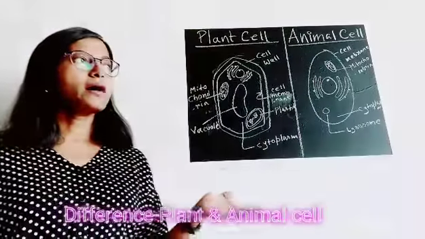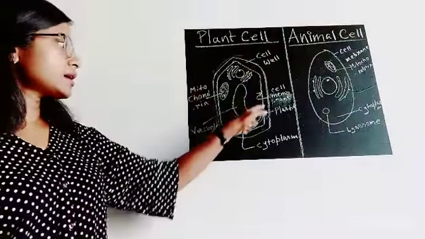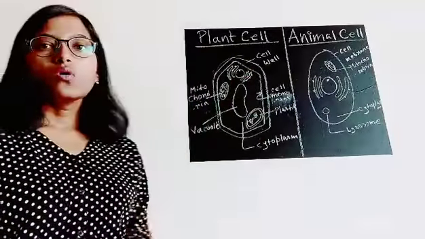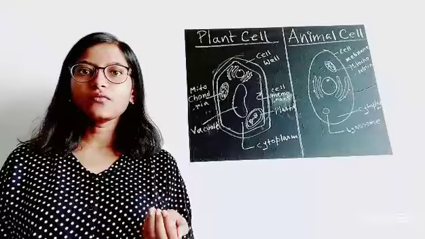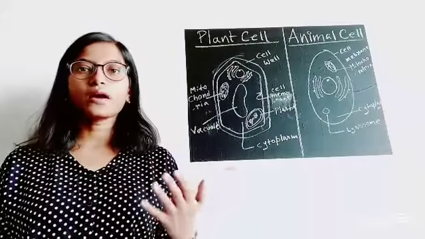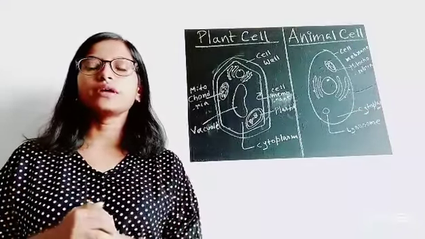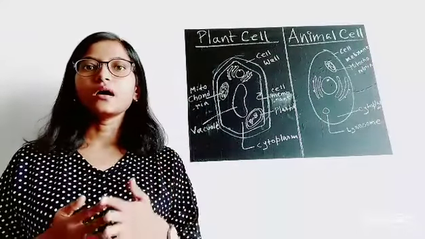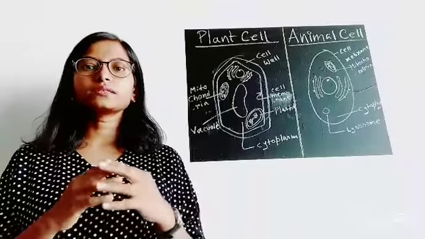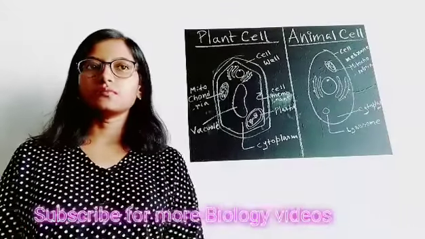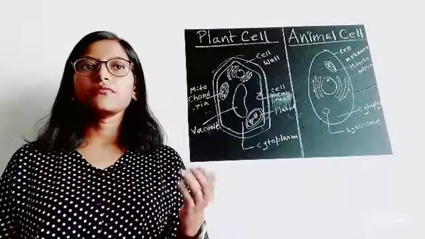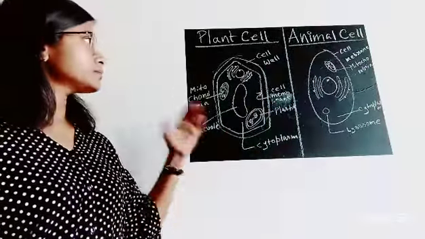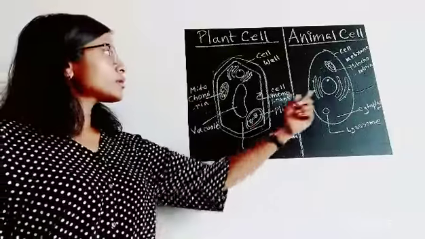Plant cells have a very thick cell wall around the cell. So why does the plant need a cell wall? Because the plant has to withstand lots of environmental stress like winds, rain, etc. So to protect the cell from those environmental stresses, it has a thick outer cover which is called the cell wall.